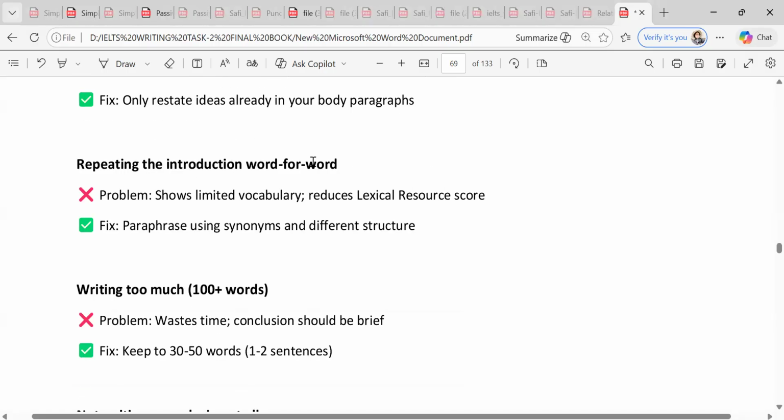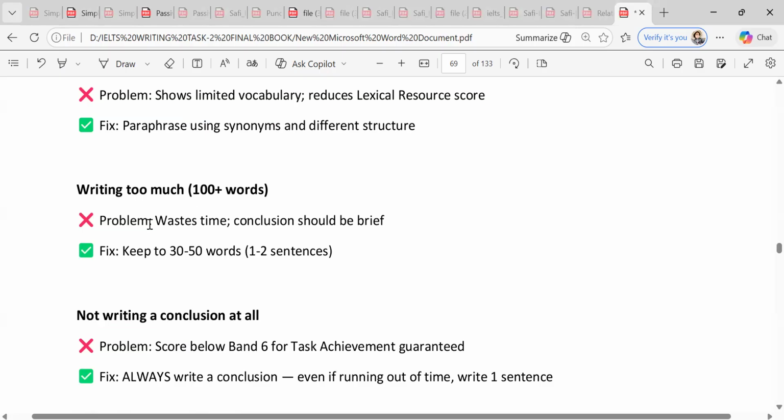Number two: repeating the introduction word for word. Don't repeat word for word. You can just use different synonyms and structures. As I told you, your conclusion paragraph is a mirror image of your introduction.